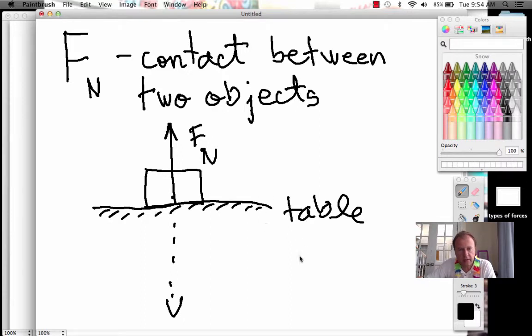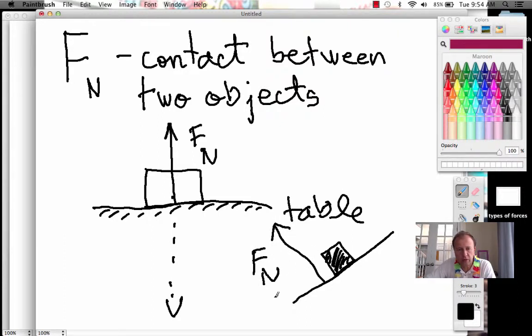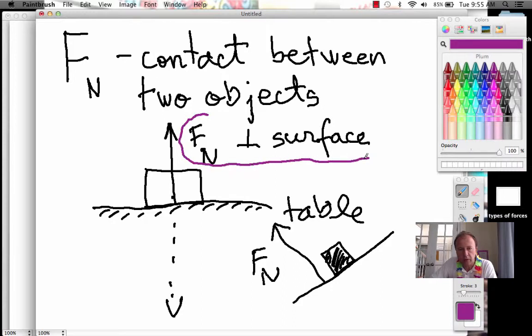What happens if it's something on an inclined plane? Let's see in this situation. The normal force, let me pick a different color here. The normal force is going to act perpendicular to the surface. This is something that we have to remember. The normal force is perpendicular to the surface. So we covered the force of gravity, force of tension, and the normal force.